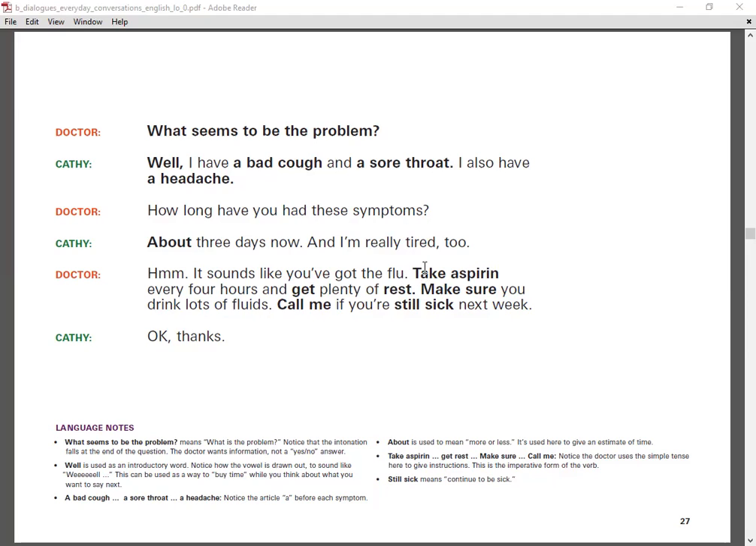Instructions, okay. He told her to take aspirin. Take aspirin every 4 hours and get plenty of rest. Make sure you drink lots of fluids. Call me if you're still sick next week.